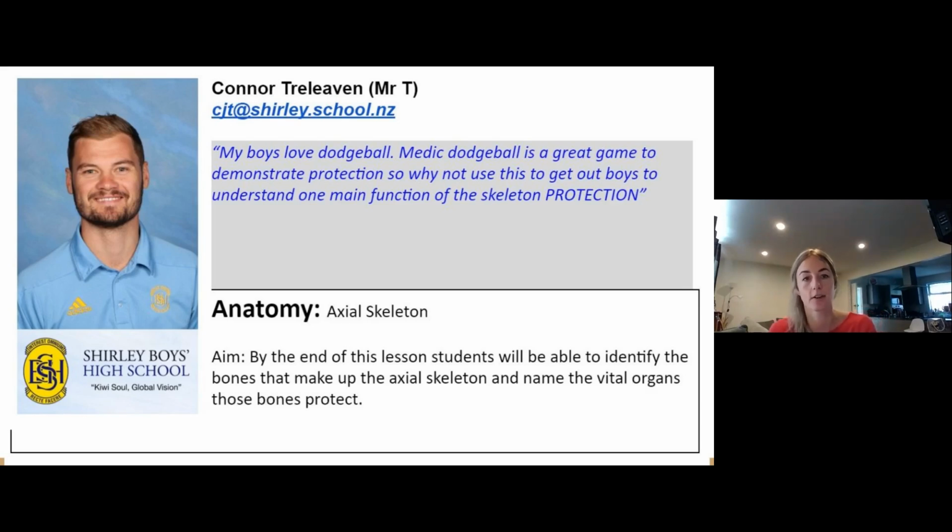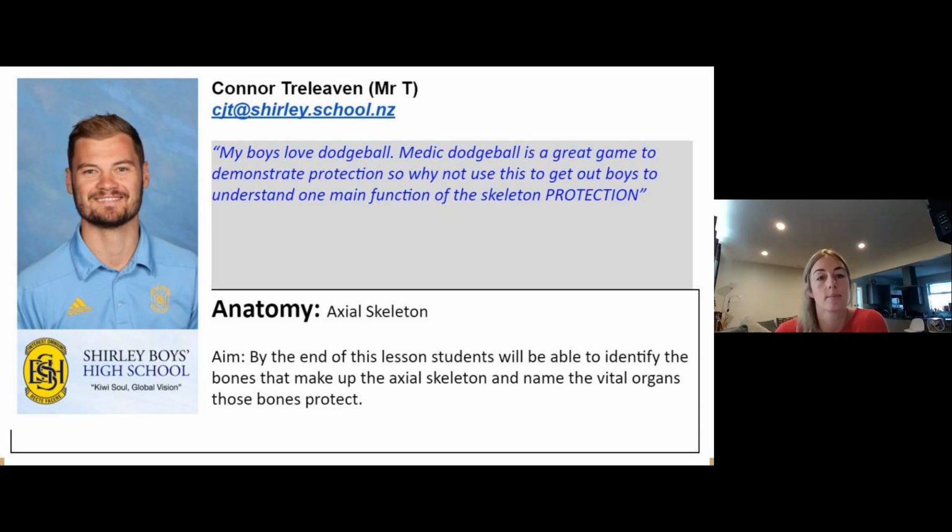Now this is Connor Treleaven, Kevy, or Mr. T. He is actually an old boys high boy, so that gives the boys in the department lots of banter, and probably the Shirley boys who know that he used to go to boys high. This guy can turn dodgeball into any learning context, so he can add any content into dodgeball.